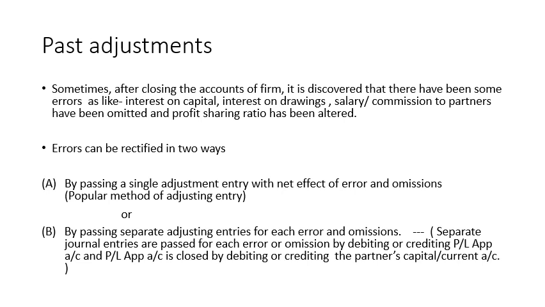How to rectify it? It can be rectified by passing a single adjusting entry with the net effect of the errors. So this is a very popular method. Generally, we use it to show the errors, how to pass the adjusting entry, because the complete final account cannot be prepared. Only the adjusting entry is needed to rectify the forwarded balance sheet. So these items are to be adjusted through the capital or current account.